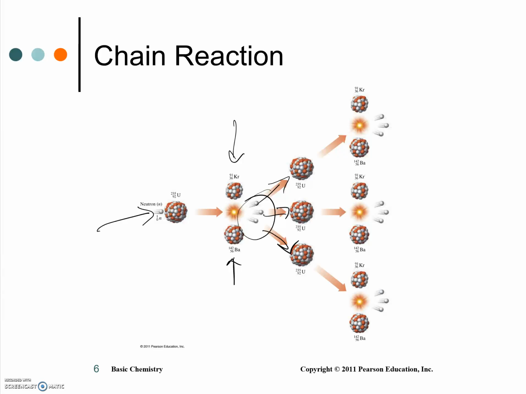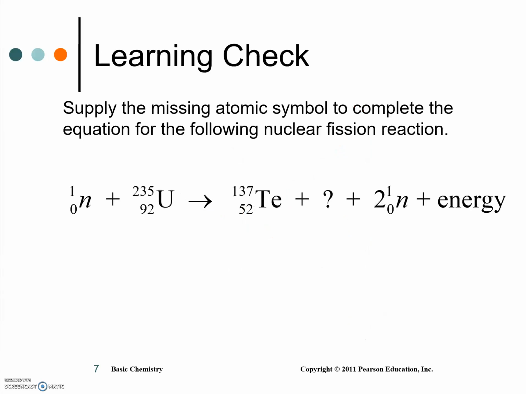Now, I'm not concerned that you know that uranium breaks apart into krypton and barium. What I am concerned about is making sure that you can find an unknown in a nuclear reaction. So remember, we want to make sure that all of our superscripts total to the same quantity on the reactant side as well as the product side. So on the left side here, we have 1 plus 235 gives us a total of 236 for our mass number, and that's going to equal the total of the right side.